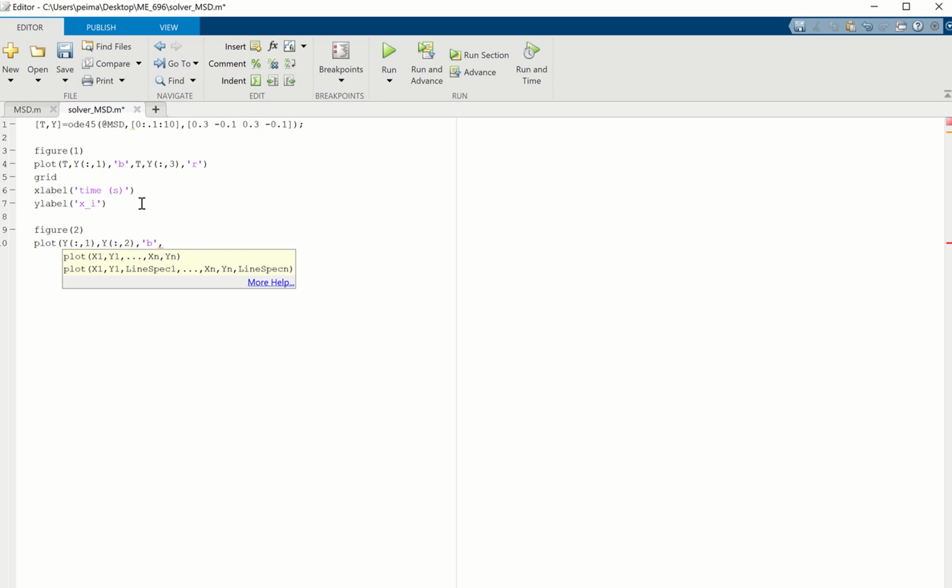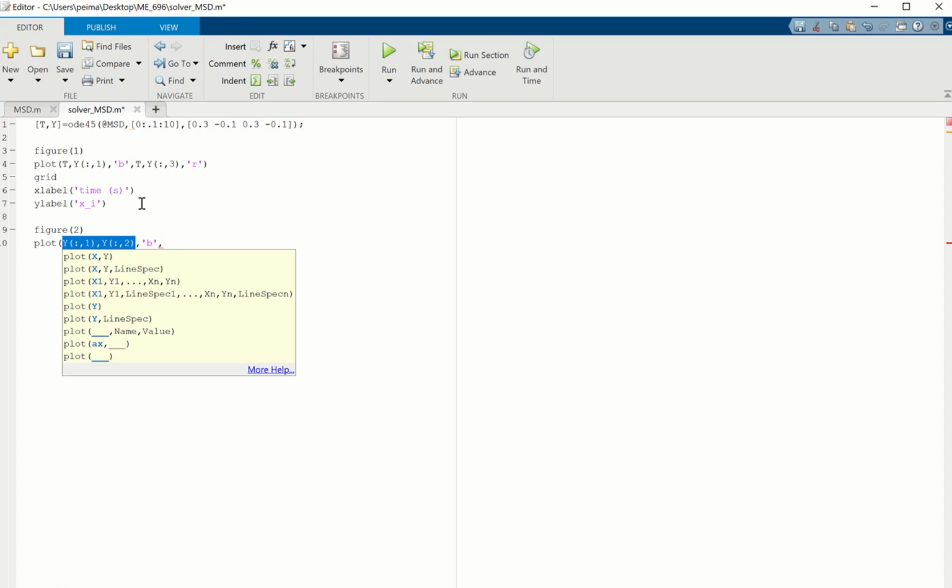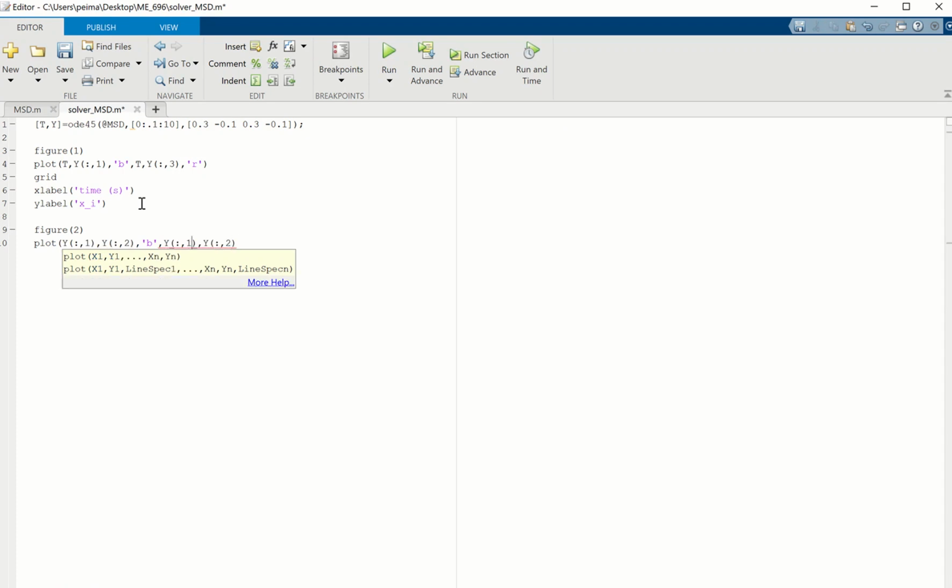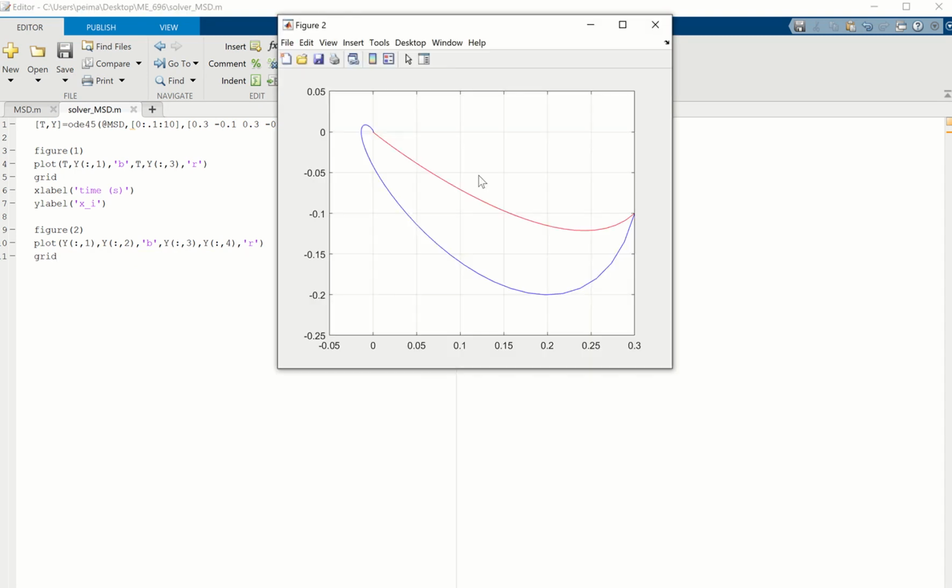Okay, and we're going to plot 3 versus 4 for the uncontrolled system, in red, and the grid, figure 2. Let us see what happens. See, the red is for the uncontrolled system. But the blue is for the control system and shows the underdamped behavior.